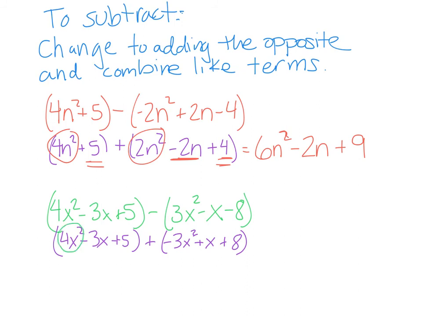4x squared and minus 3x squared. So 4 minus 3 is 1x squared, which we can just write as x squared. Negative 3x plus 1x is minus 2x. And last, 5 plus 8 is plus 13.